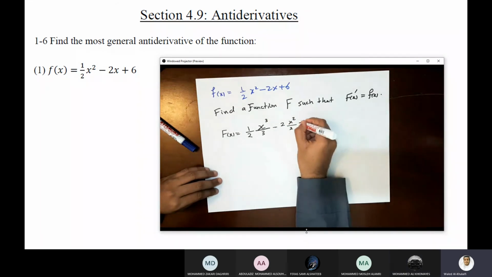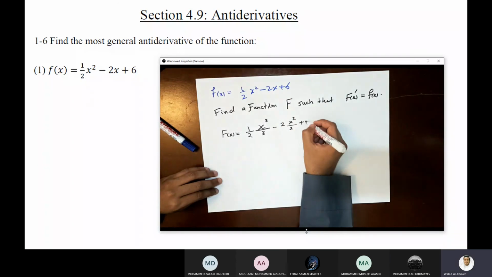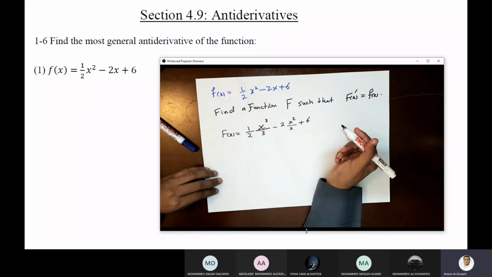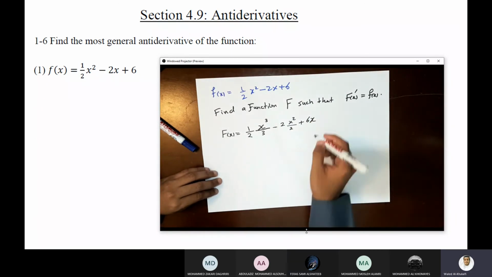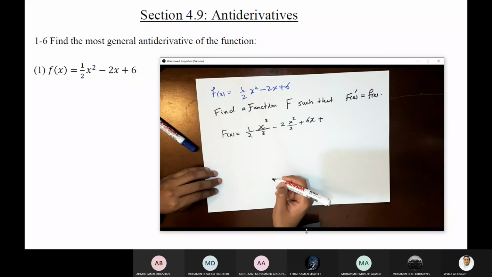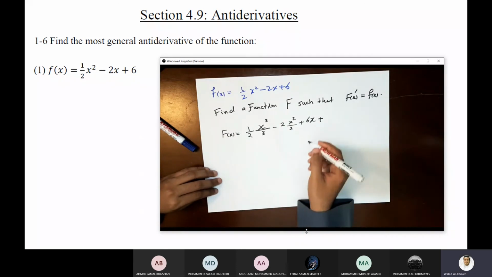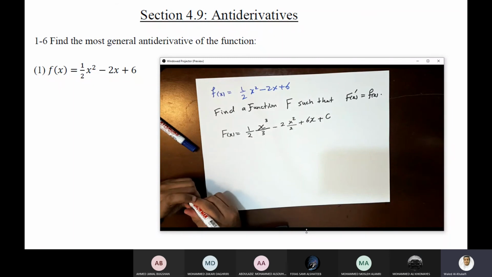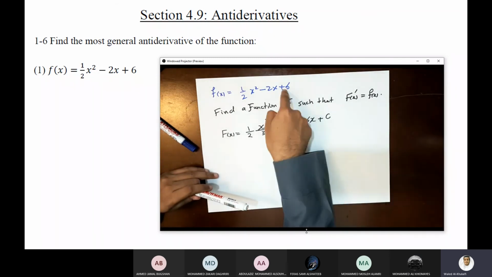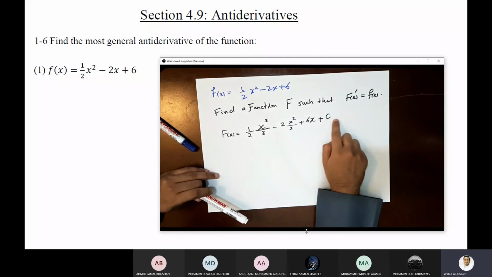Very good. Plus, when you have 6, what will be the antiderivative of 6? Who is the function when you differentiate it will give me 6? 6x. 6x, okay? And there is one term that it doesn't matter, the constant term, because any number you can put here, when I differentiate, it will give me this one. So we put C here. That's why they call in the question here the most general antiderivative. The most general one is when you have plus C.